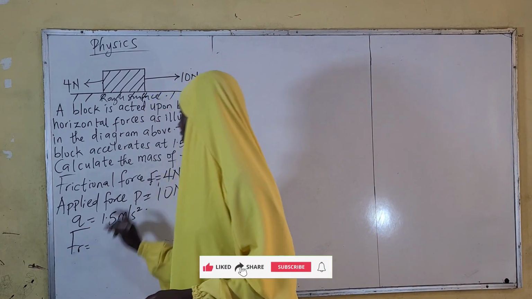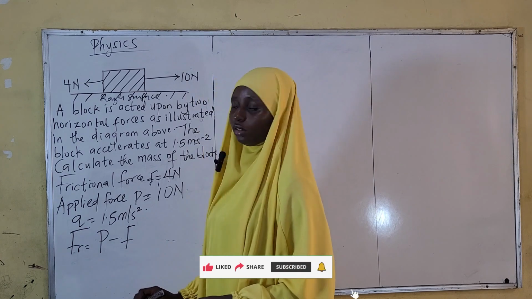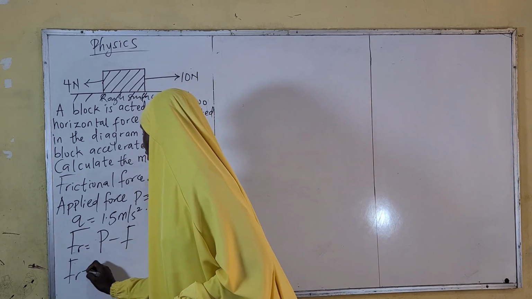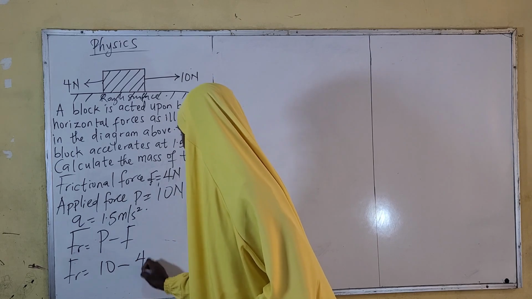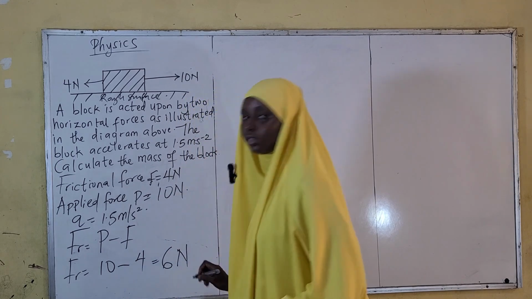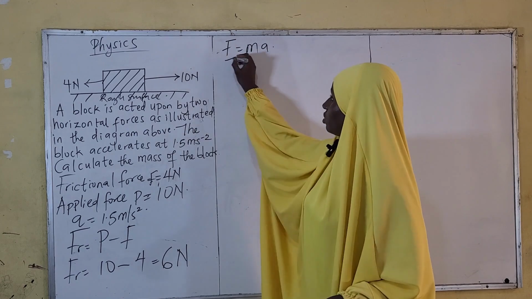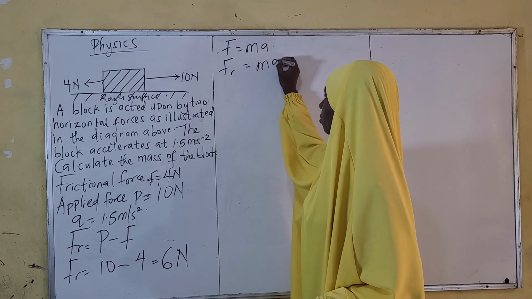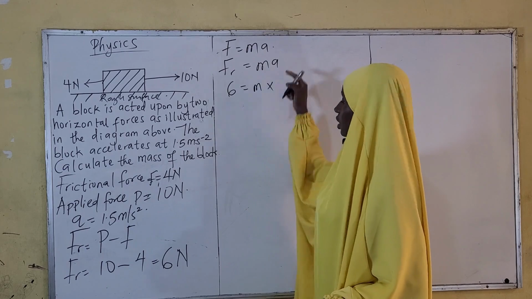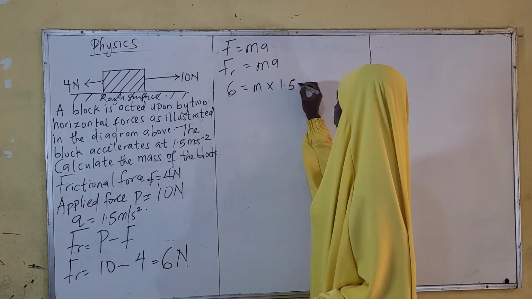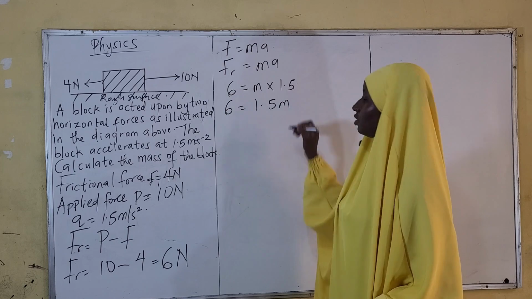All right, since the applied force is greater, I have my resultant force equal to my applied force minus the frictional force. So my resultant force is 10 minus 4, which gives us 6 Newton. Now recall that F is equal to ma. So my resultant force, 6, is equal to m, which is unknown, times a. My a is 1.5. So I have 6 is equal to m times 1.5.